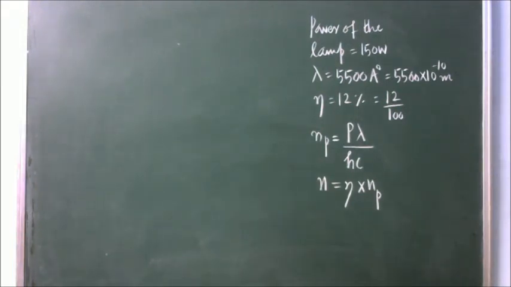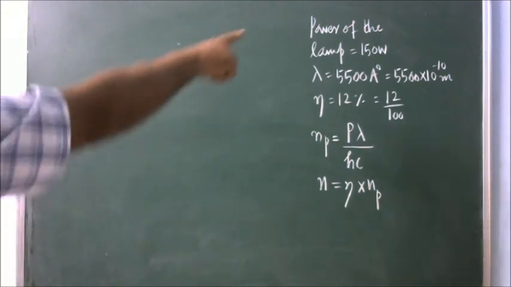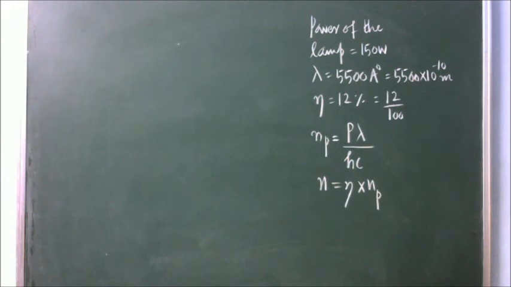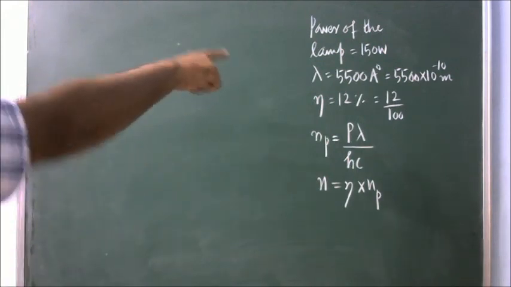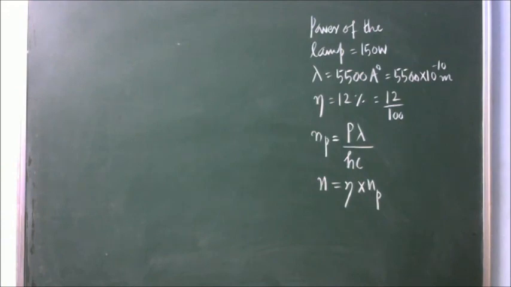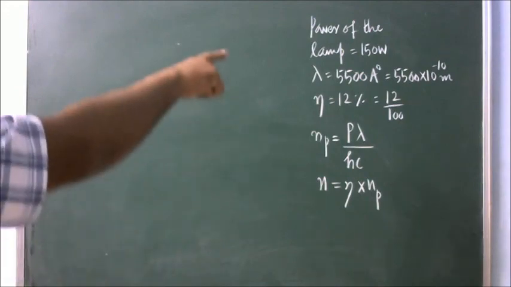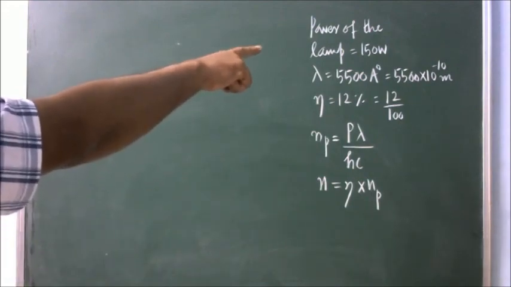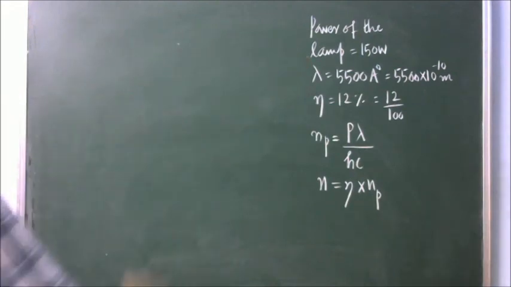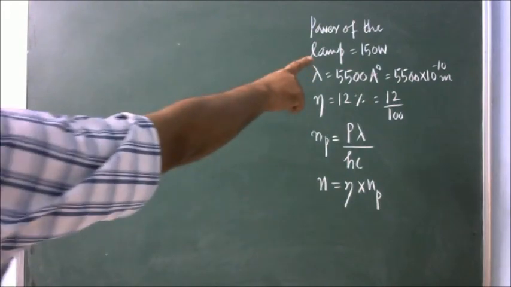We are going to solve problem number 4 in chapter 8. Here the power of the lamp is given as 150 watt, and the wavelength of the light emitted from the lamp is 5500 Angstrom units. The 5500 Angstrom units must be converted into the SI system, that is 5500 into 10 to the power of minus 10, which is already written there.